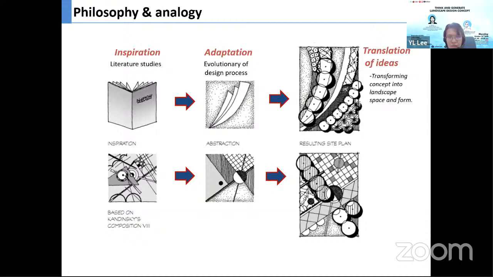Indirectly, it clearly shows the process. The same as at the bottom here, by referring to one of the inspirations of artists and how the abstraction of the art translates into their plan. So this is basically the philosophy and analogy idea. I think students will favor doing this concept, normally. All right.